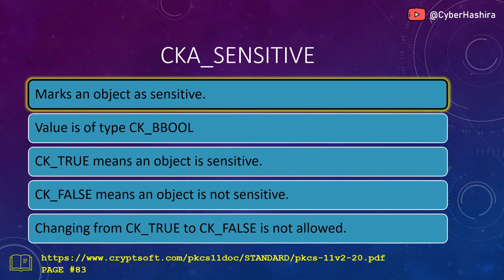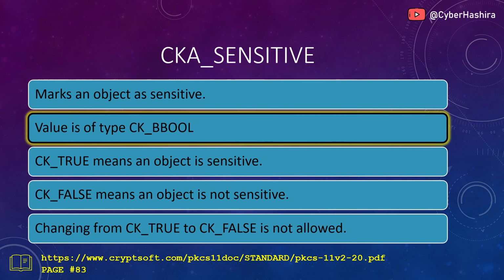CKA sensitive attribute is used for marking an object as sensitive. When an object is marked as sensitive, crypto key will not reveal sensitive information about that key in clear. For example, if you mark a secret key as sensitive, you will not be allowed to read the value of that key. You will be allowed to use that key.